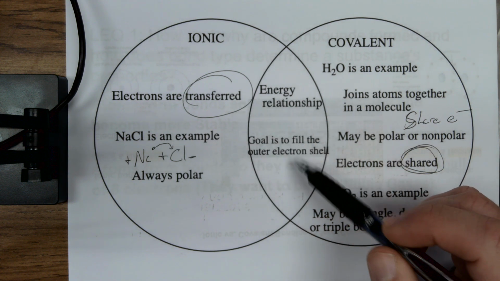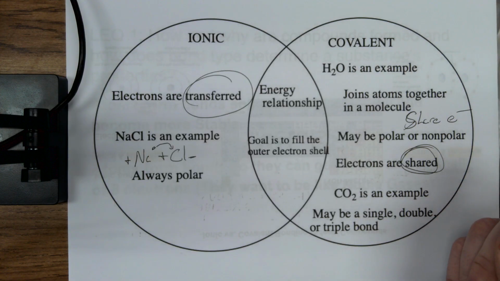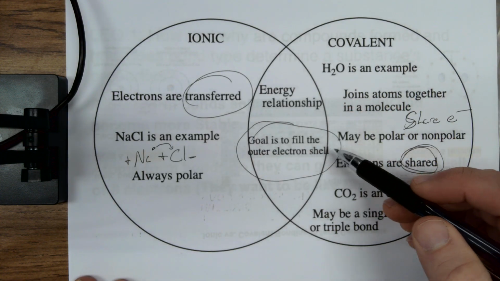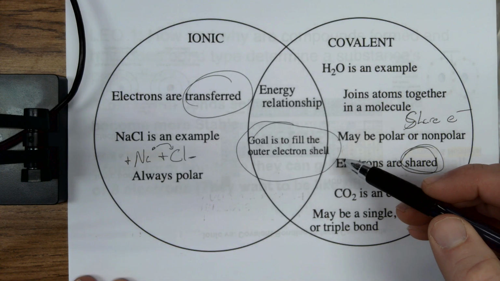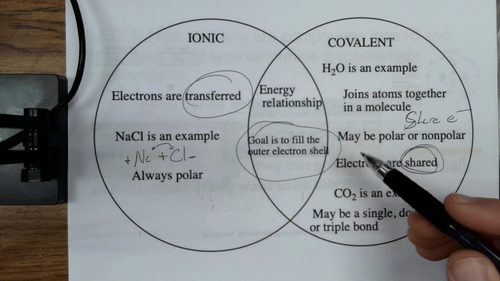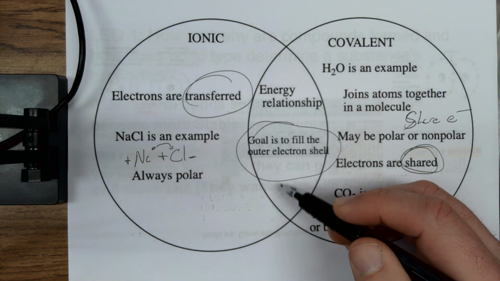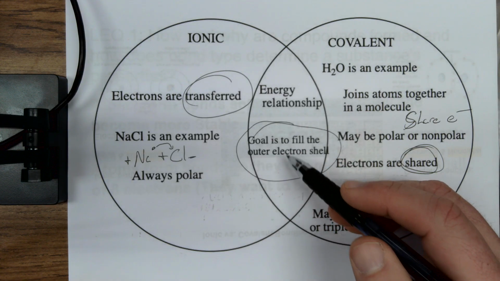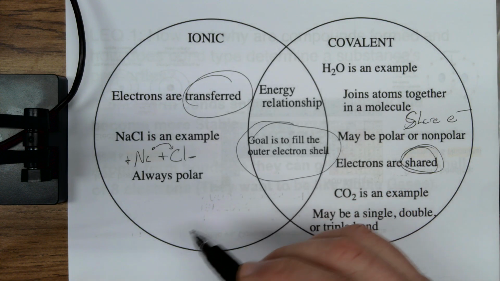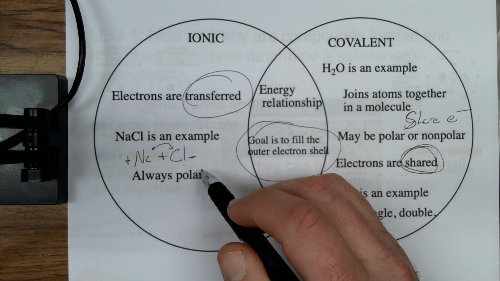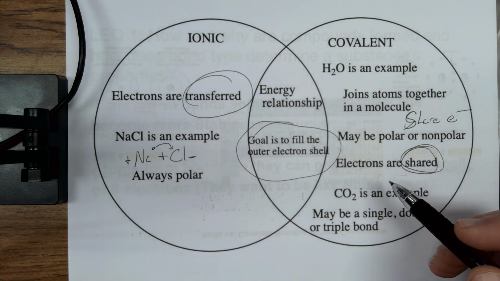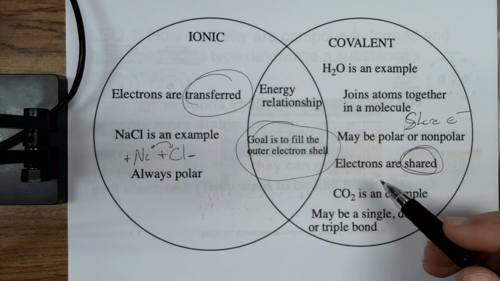We're going to see certain relationships. Now, one thing that they both end up going for is that the goal is to fill that outer valence shell. That's the biggest thing both ionic and covalent are doing. They're always trying to fill that outer valence shell. They just have different ways of doing it. One is we're stealing and giving away electrons. The other one is we're sharing those electrons. That's the big difference here.